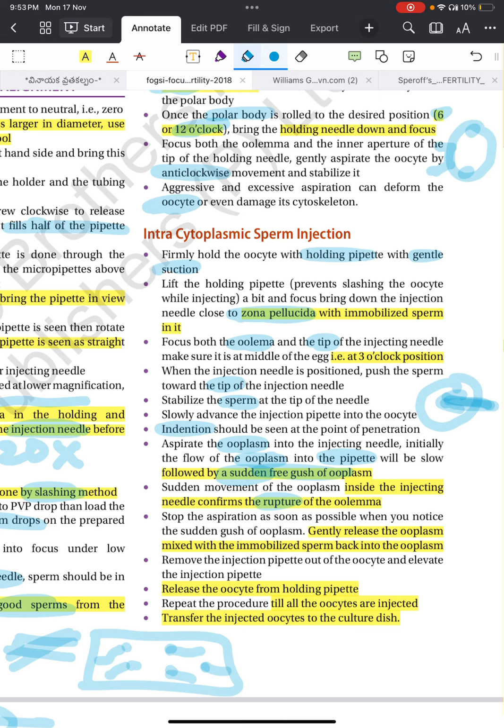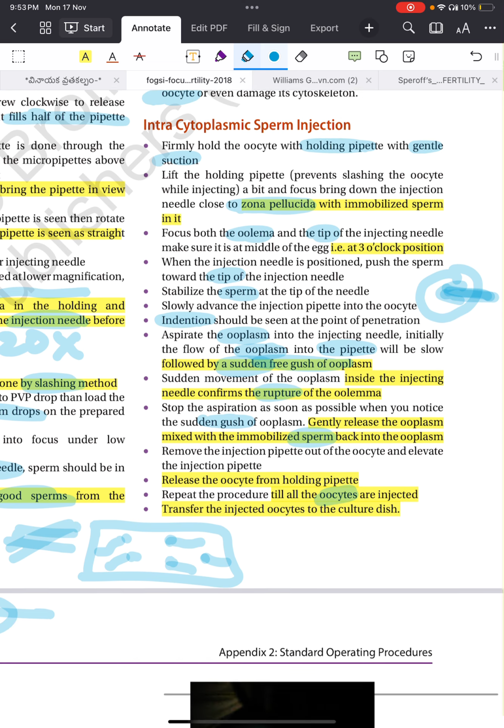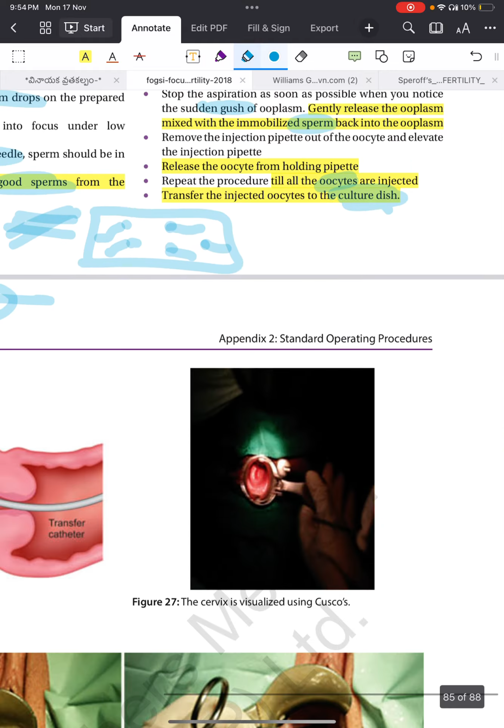Then stop the aspiration. Once there is a gush of ooplasm, gently release the ooplasm mixed with the immobilized sperm into the oocyte. Remove the injection pipette out of the oocyte and elevate it. Release the oocyte from the holding pipette also. Repeat the procedure till all the oocytes are injected. Then transfer the injected oocytes into the culture dish.